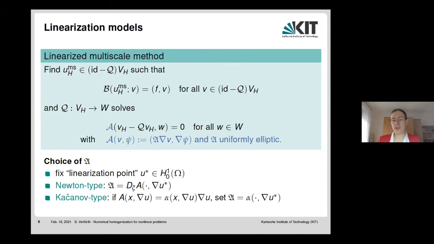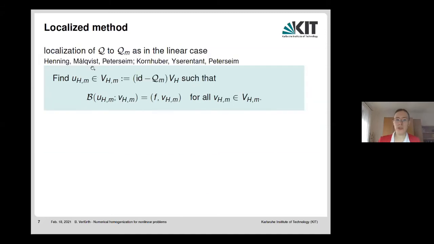And as you've seen this localization in the lecture, I do not want to go into the details once more, but let me simply say that we can localize Q to some Qm, it was CL in Daniel Peterseim's talk, as in the linear case, and we have the exponential decay and so on as shown by, for example, these people.